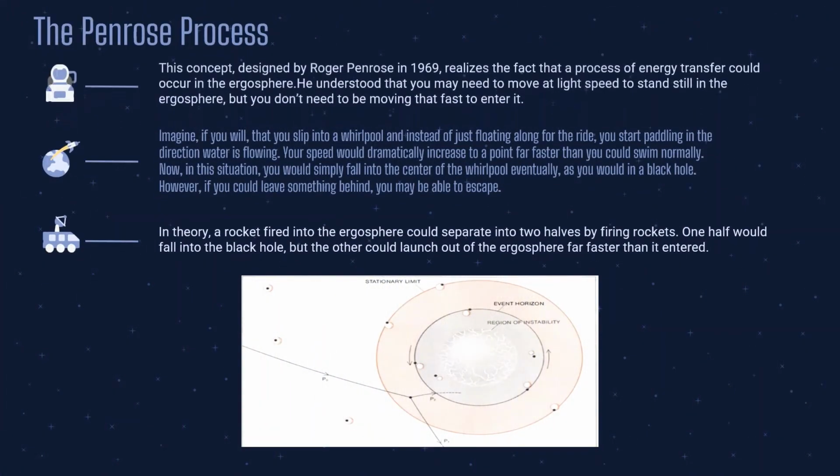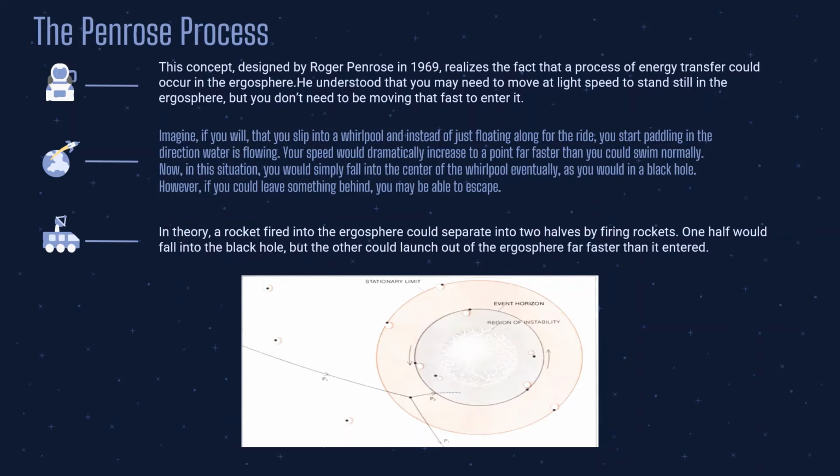The Penrose process. This concept, designed by Roger Penrose in 1969, realizes that a process of energy transfer could occur in the ergosphere. He understood that you may need to move at light speed to stand still in the ergosphere, but you don't need to be moving that fast to enter it. Imagine if you slip into a whirlpool and instead of just floating along for the ride, you start pedaling in the direction the water is flowing. Your speed would dramatically increase to a point far faster than you can swim normally.